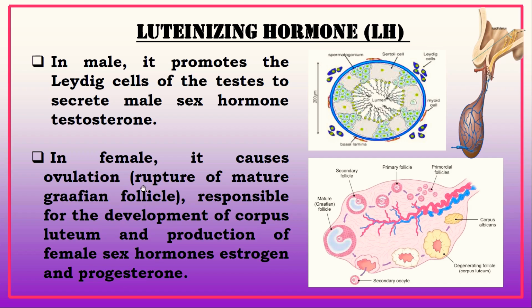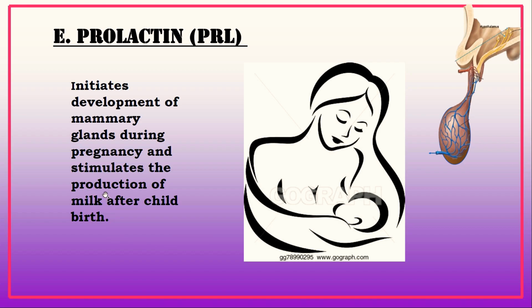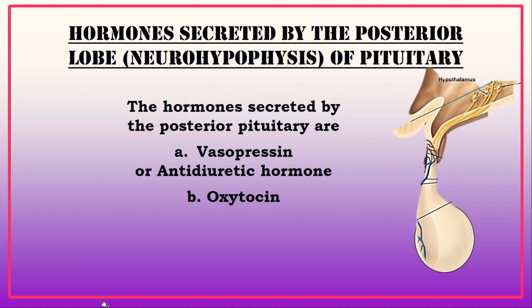Luteinizing hormone, in males, promotes the Leydig cells present in the testes to secrete the male sex hormone called testosterone, and in females it causes ovulation, the rupture of the mature Graafian follicle to release the ovum out of the ovary. It also helps in the development of the corpus luteum for the production of the female sex hormones estrogen and progesterone. Prolactin initiates the development of the mammary glands during pregnancy and stimulates the production of milk after childbirth.